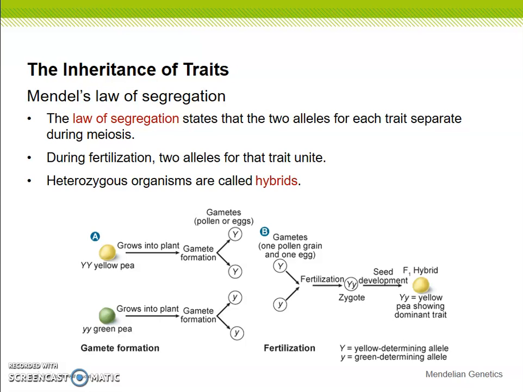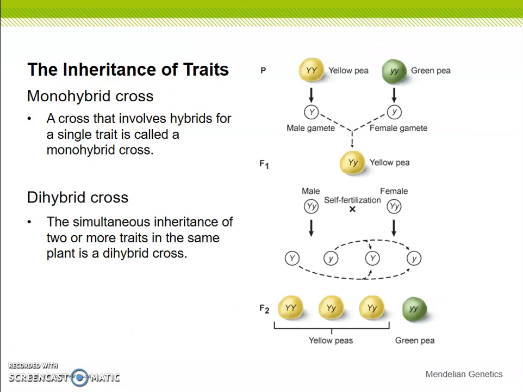During fertilization, those 2 alleles for that trait unite. So you get 1 from the sperm and 1 from the egg. Heterozygous organisms are called hybrids because they contain both alleles. A monohybrid cross is a cross that involves hybrids for a single trait. So you have 1 single trait that you are looking at in a monohybrid cross.